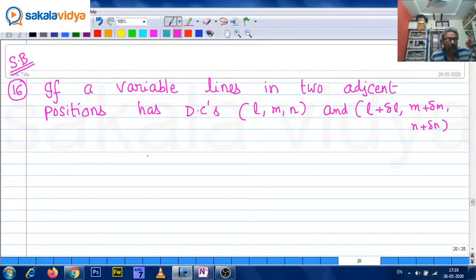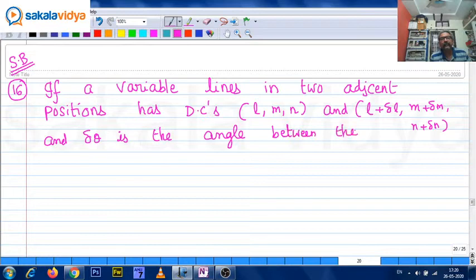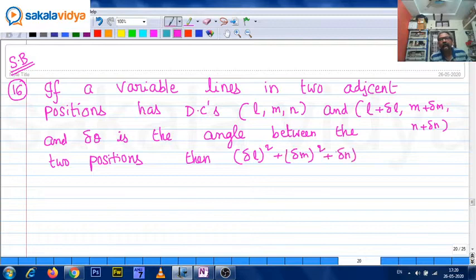and delta theta, the small angle, is the angle between the two positions, then delta l whole square plus delta m whole square plus delta n whole square equals delta theta whole square.